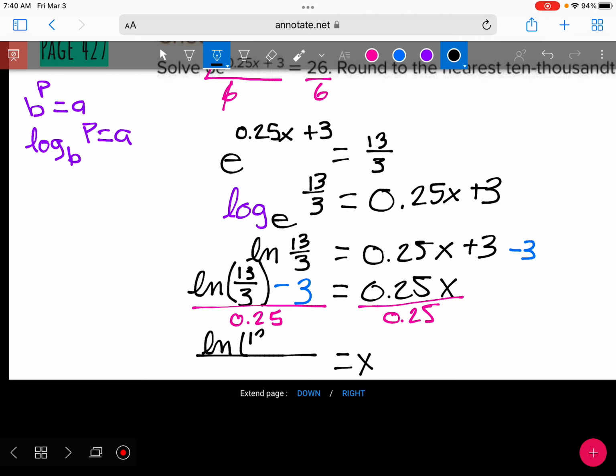And you're going to put 13 divided by 3. You can either do it as a fraction or just do it as a division operation, 13 over 3. And then you're going to close those parentheses. Then hit minus 3. You've got to close parentheses first. On the bottom of your fraction, put your 0.25. Typing that in, you should get something around negative 6.1347.